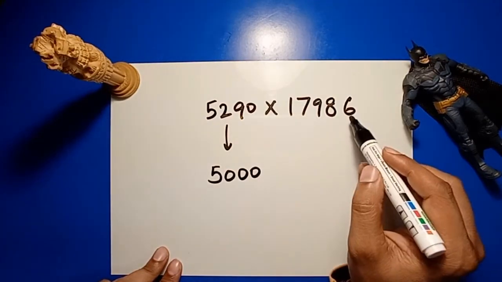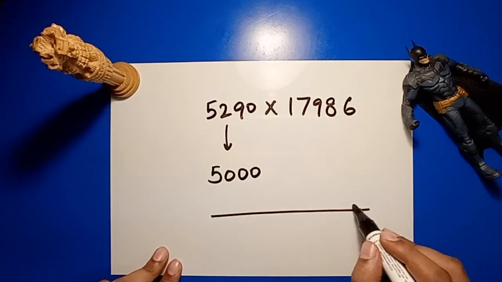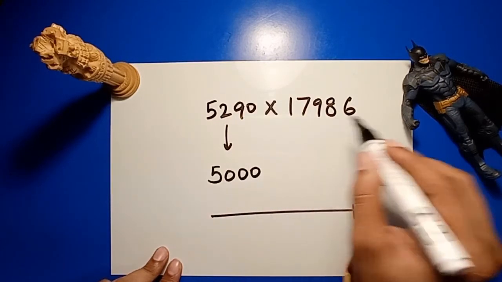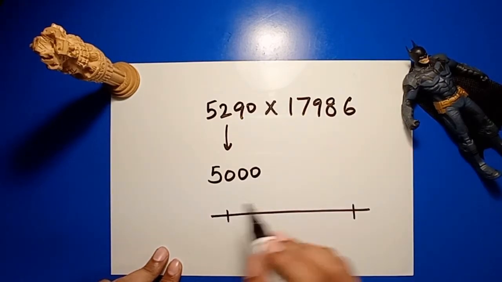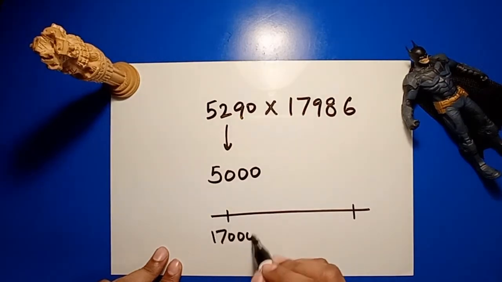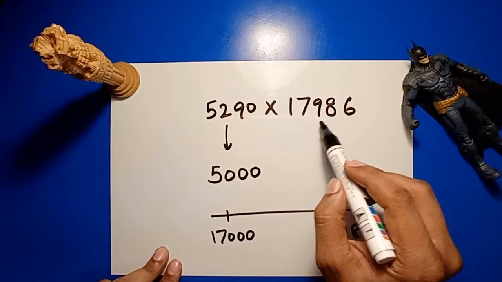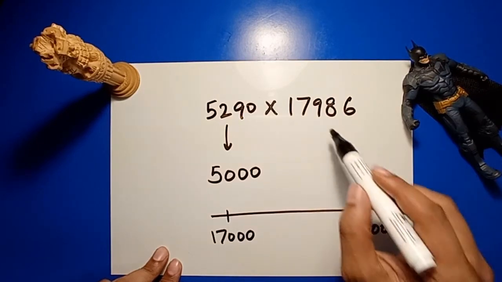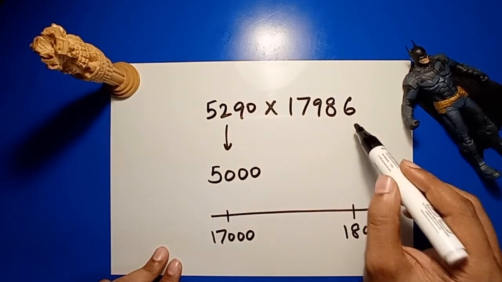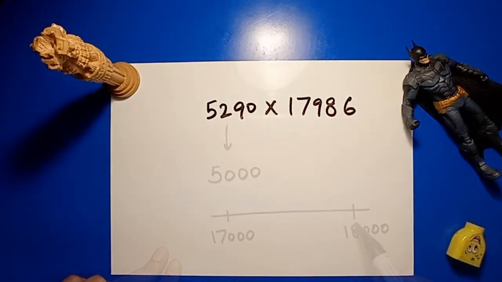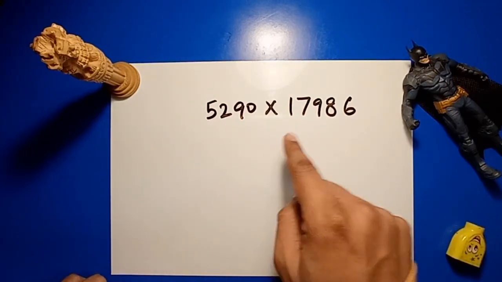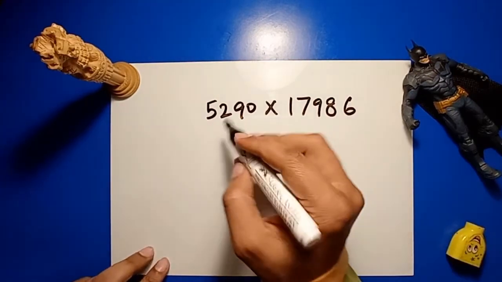17,000, what is the nearest thousand? Let's just do it. So 17,000 something something. So one side of the boundary is 17,000, another is 18,986. Now let's say we want to solve the same problem, but this time rounding to the nearest 100. 18,000.